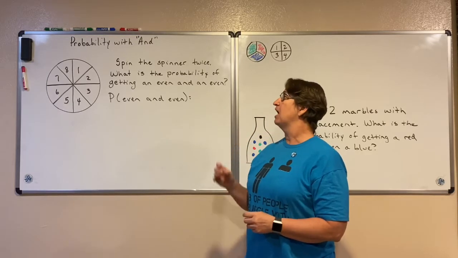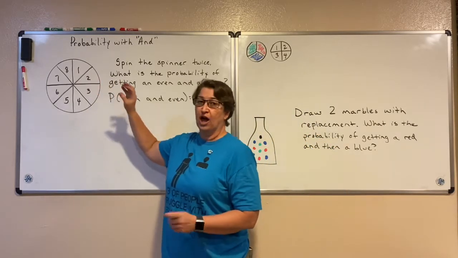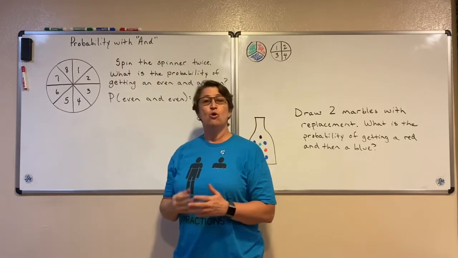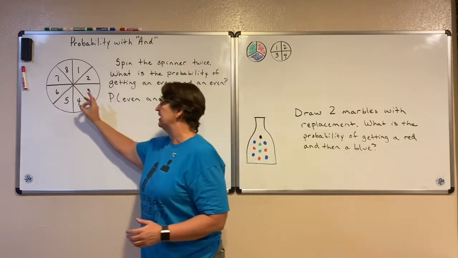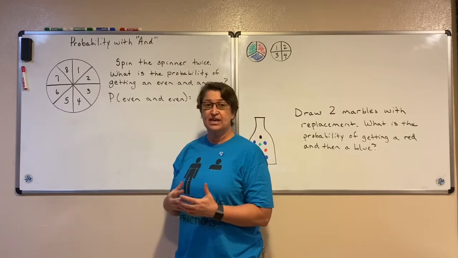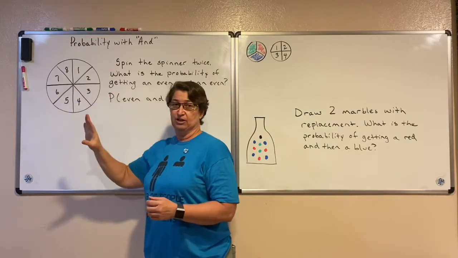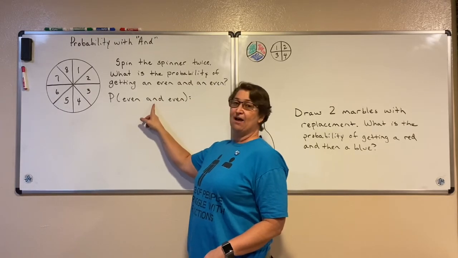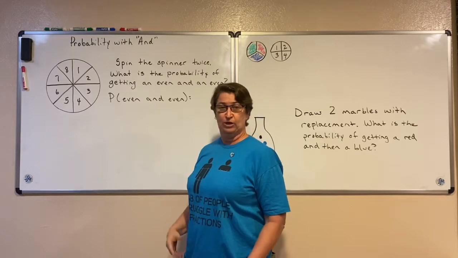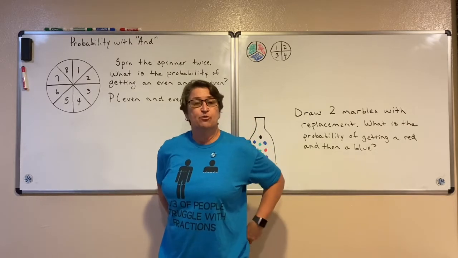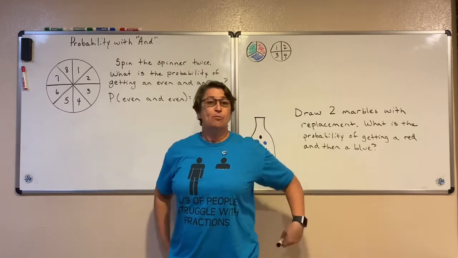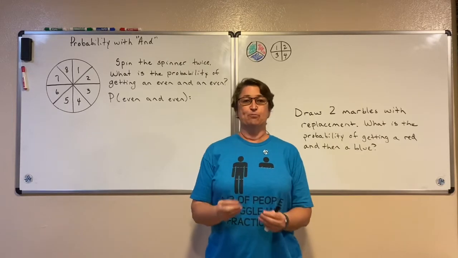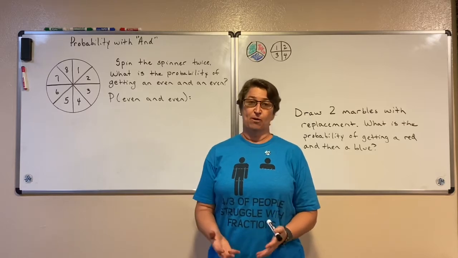For instance, I'm going to spin this spinner not just once, but twice. And I want to know what's the probability that I get an even and then I get another even. So instead of having that or in between, I have this word and in between. What's the probability then? Well, to help us figure this out, let's first draw that symmetric sample space to help us find the probability.